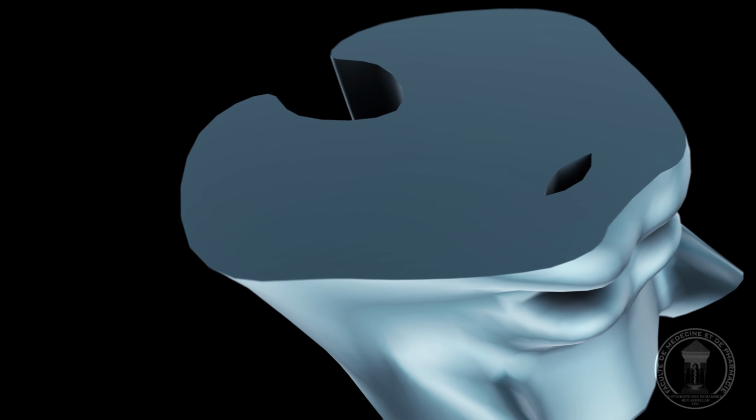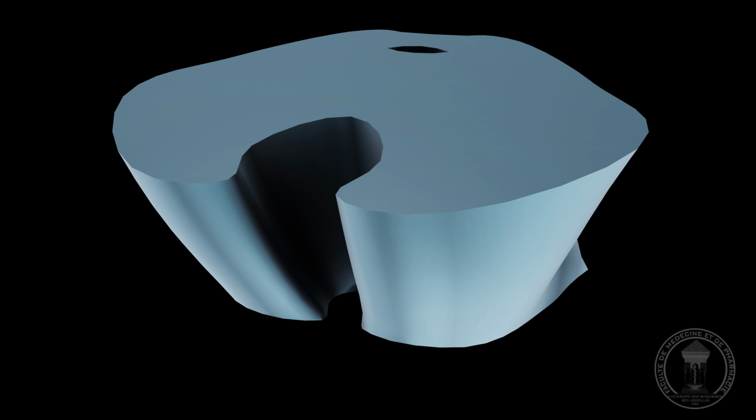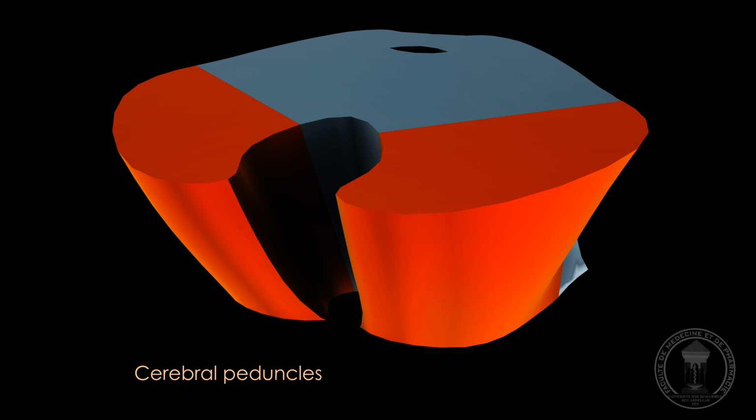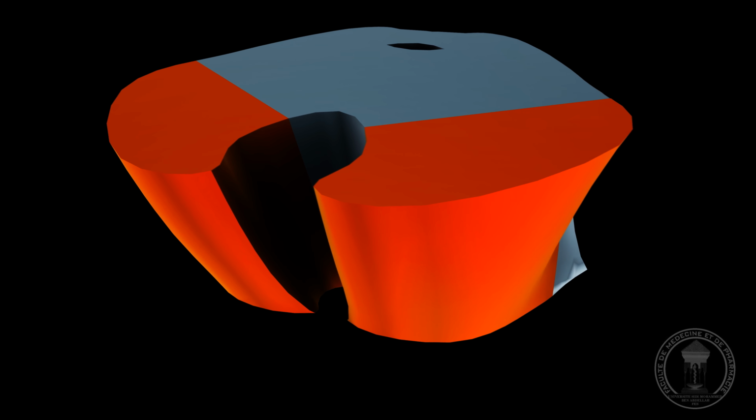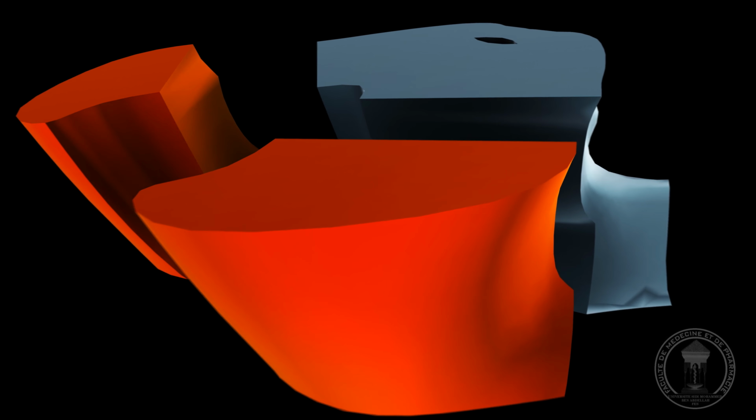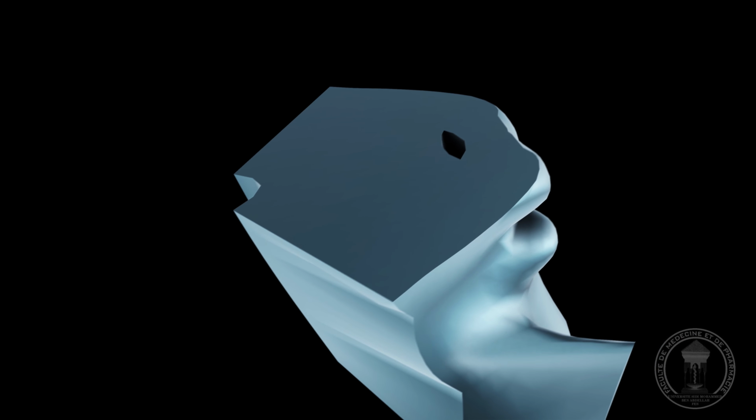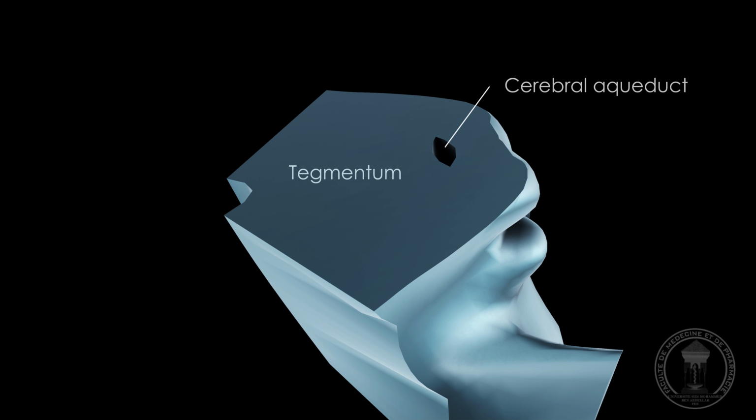The midbrain, or the mesencephalon, is the area of the brainstem that is directly connected to the forebrain through the cerebral peduncles. Behind these two peduncles, we find the tegmentum with a hole in its backside, the cerebral aqueduct, also known as the aqueduct of Sylvius. It connects the third to the fourth ventricle.